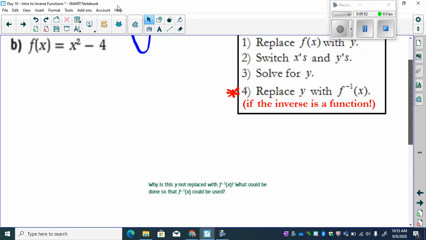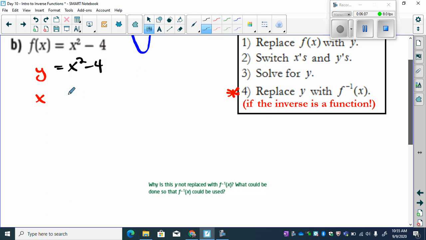So I can do steps 1, 2, and 3, no problem. Step 1, replace the f of x with a y. Step 2, switch the x's and y's. So everywhere you see a y, write an x. Everywhere you see an x, write a y.